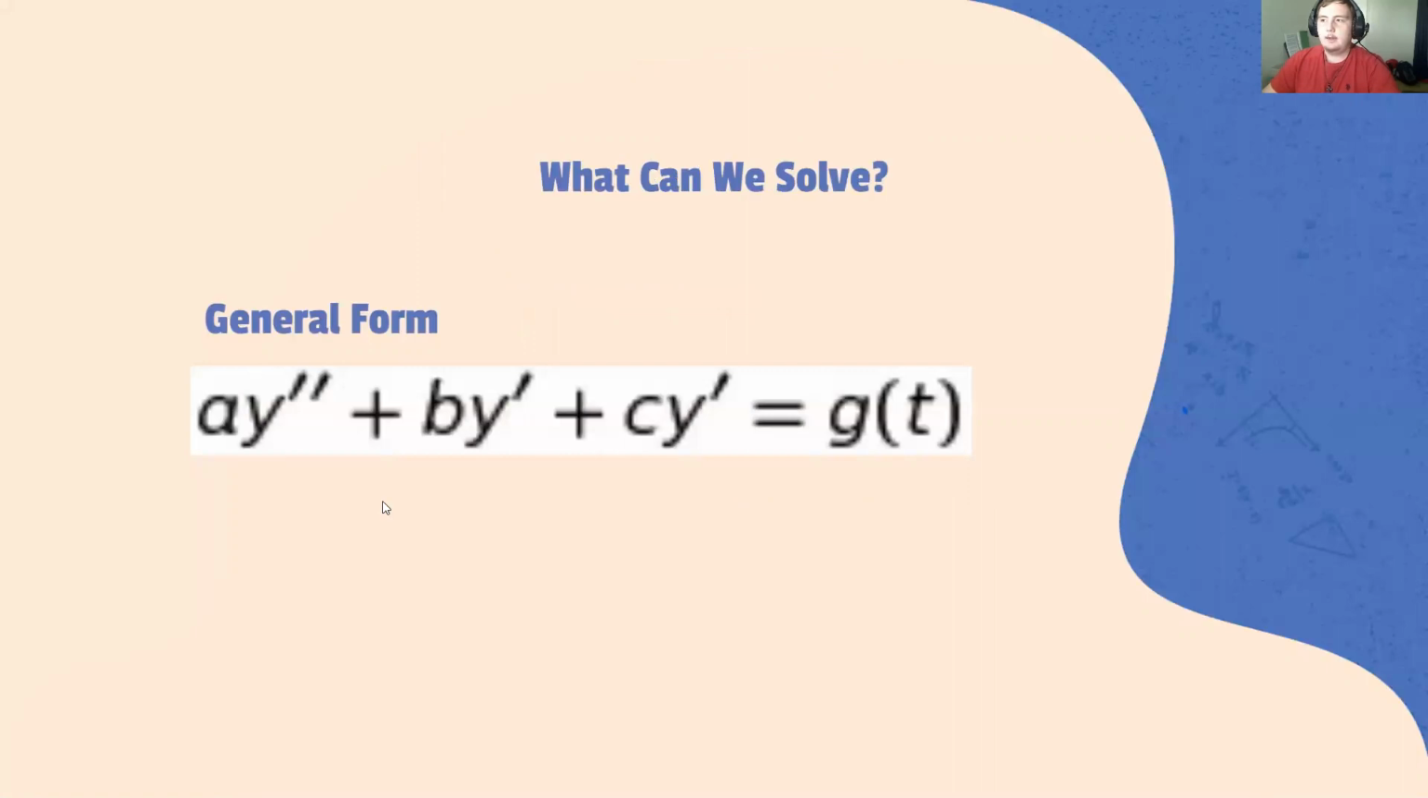So, what can we solve? The general form of equations you'll be solving with this method is the second derivative plus the first derivative plus, okay, that's supposed to be not a derivative, that's supposed to be just cy, equals a function. And this is the general form of the non-homogeneous differential equation which you'll be solving.